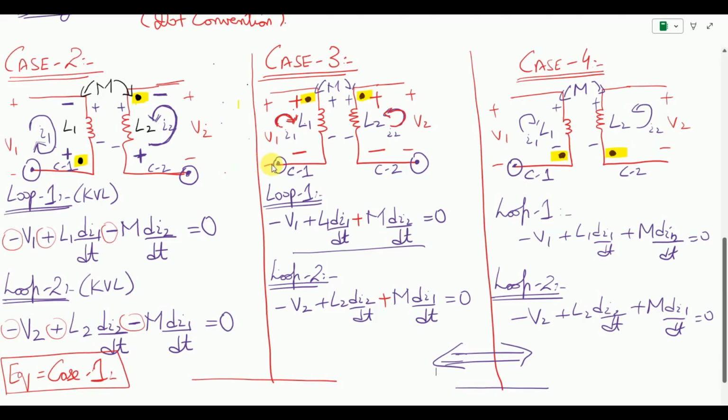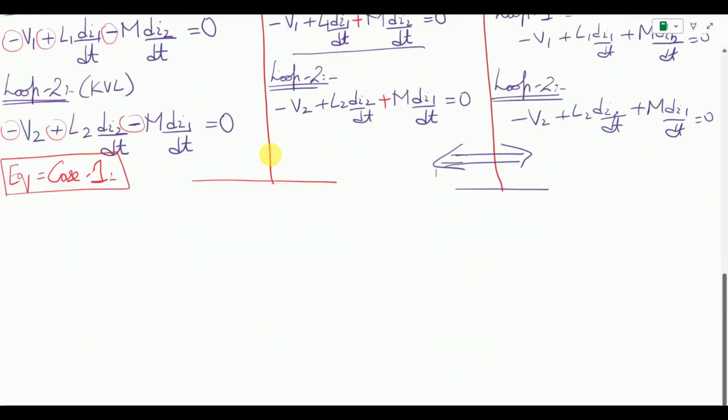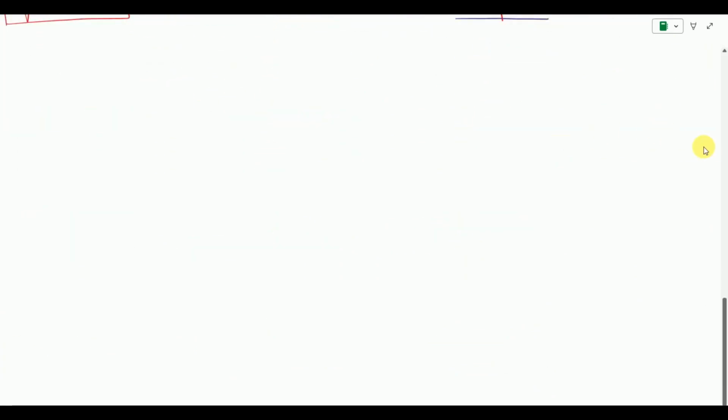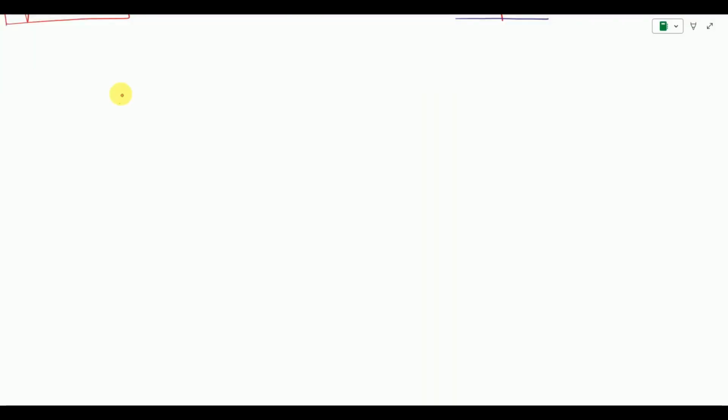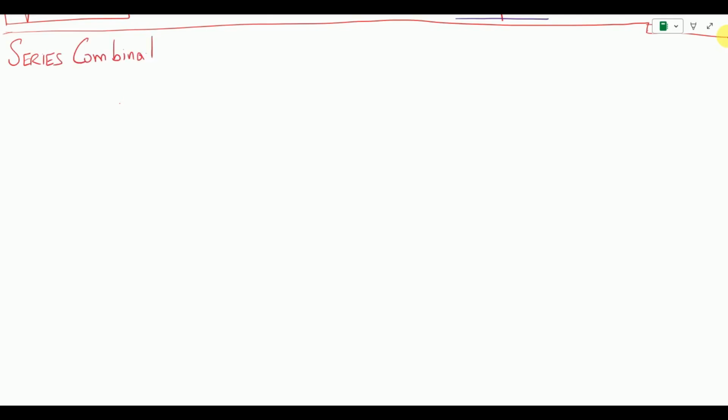So now let us talk about what happens if these elements are connected in series or parallel. So let us say that now the inductances are connected in series. If we have a series combination, how many ways can we write the equation? So series combination in terms of mutual inductance. Similarly, we'll go for parallel combination as well.